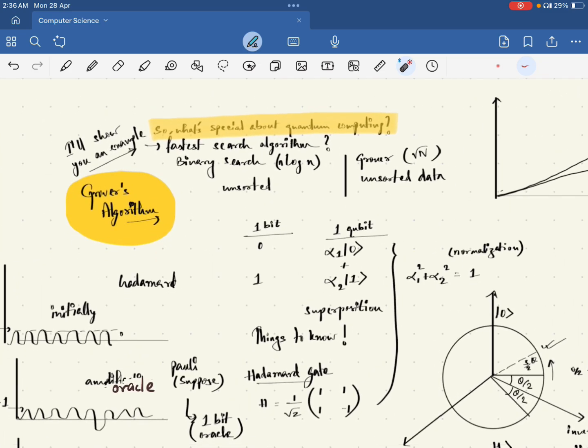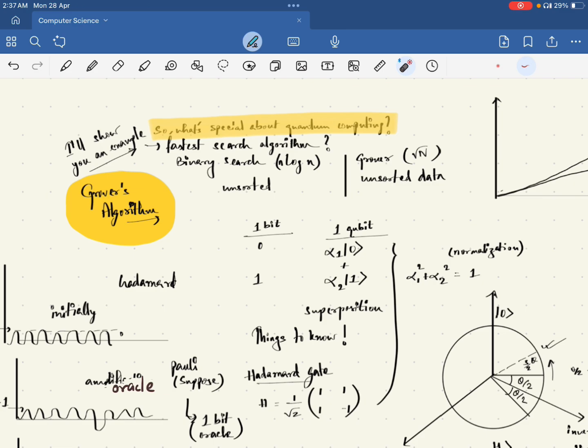Firstly, we have binary search, which takes log n for sorted arrays. But given unsorted conditions, binary search needs to sort the array or list first, and then we can perform the log n time complexity operation of binary search, which makes it n log n for an unsorted array, which is the best possible for classical computers.